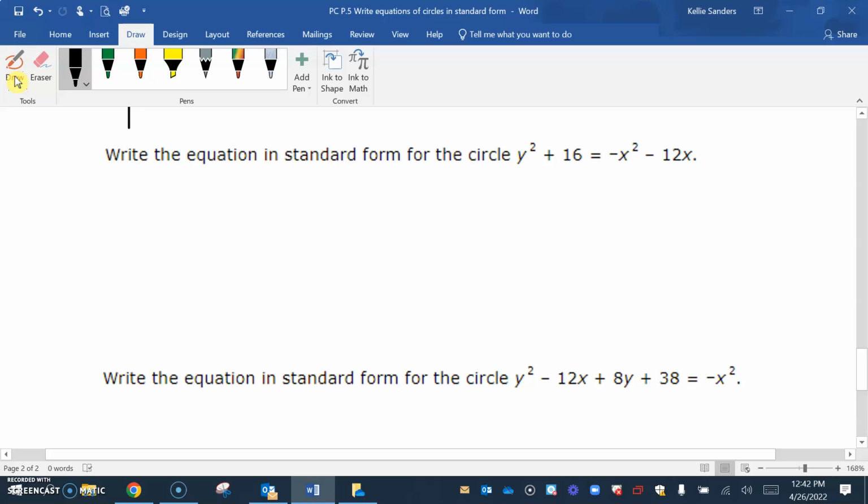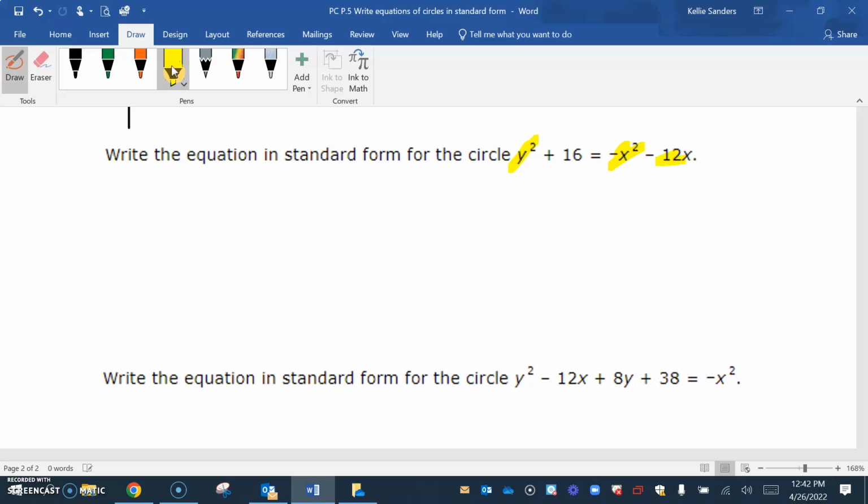Okay, so on these we're going to have to complete the square, which is what we did on P4, but I really didn't say that we were completing the square. So we need to find that extra number. And remember, we want everything that has x's and y's on one side, and anything that does not have an x or y on the other side of the equal sign.